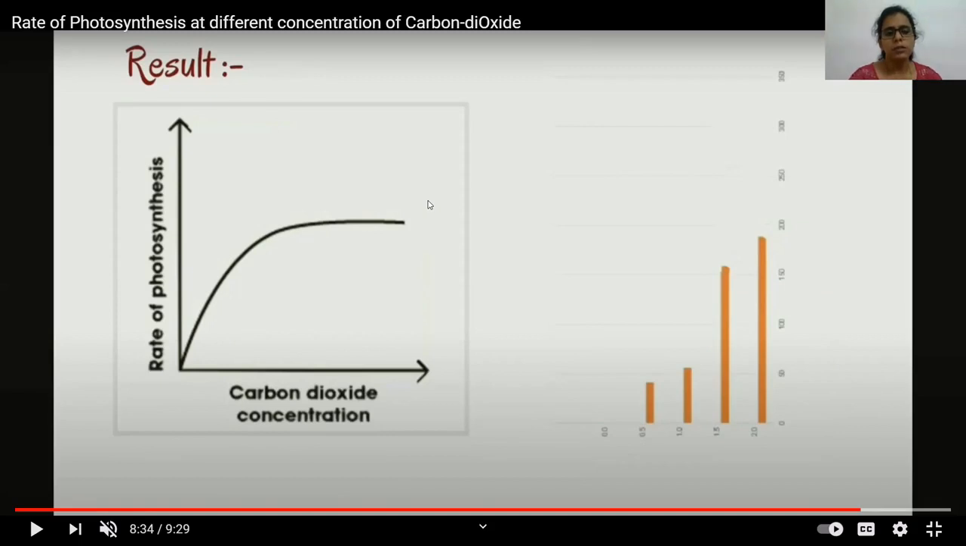So I hope this experiment was clear to you guys. In the next video we will discuss how to investigate the effect of varying temperature on the rate of photosynthesis.